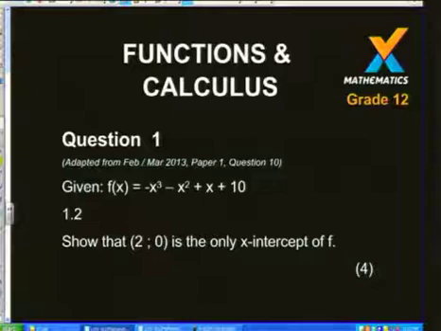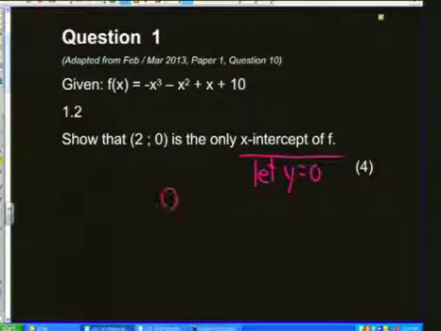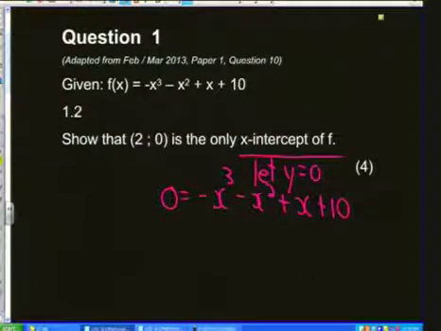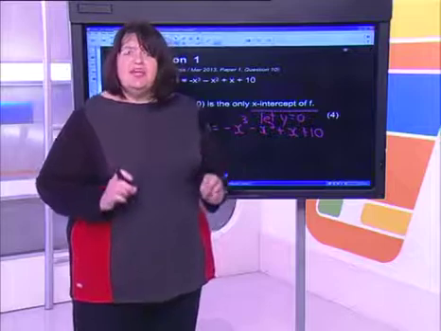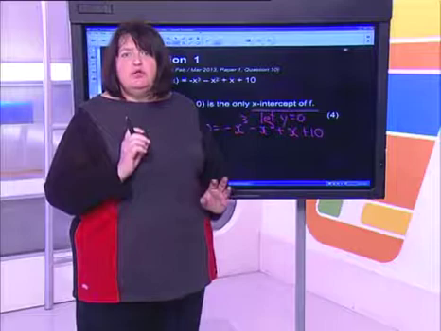The next question says, show that 2, 0 is the only x-intercept of f. So as soon as we see the word x-intercept, we let y equals 0. So we have 0 equals minus x cubed minus x squared plus x plus 10. Now they've helped me out a bit. They've said show that 2, 0 is the only. So they've already told you one of the roots, which is very good news.